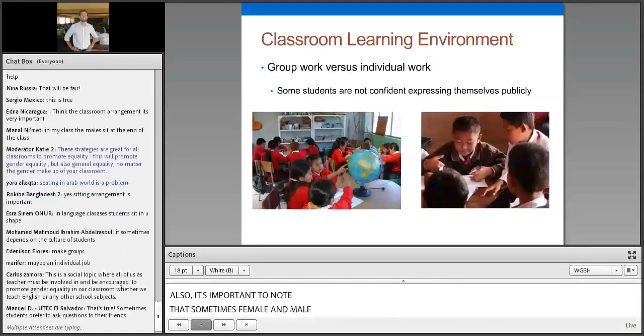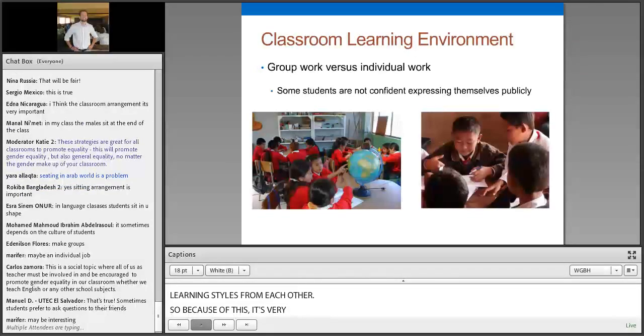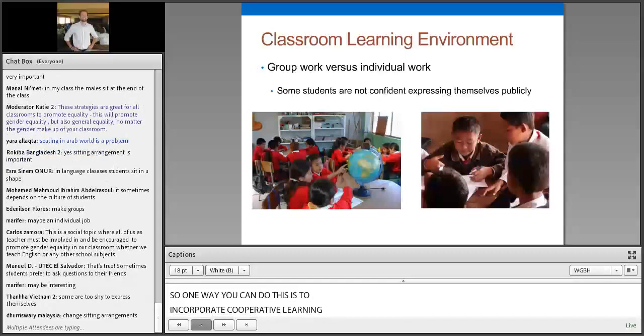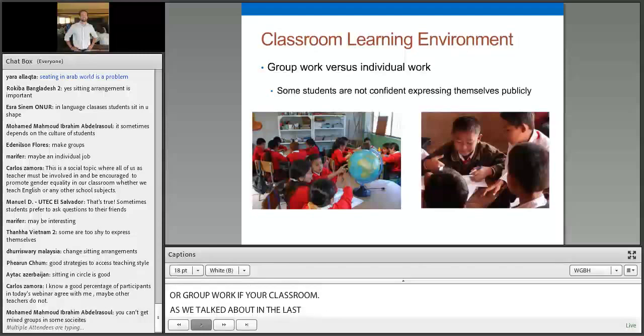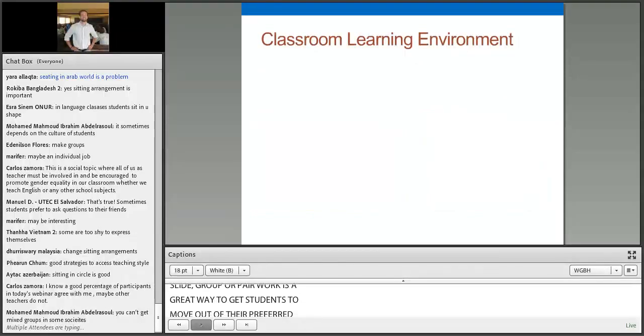So because of this, it's very important to alternate your teaching style in order to engage all learning types in your classroom. One way you can do this is to incorporate cooperative learning or group work in your classroom. And as we talked about in the last slide, group or pair work is a great way to get students to move out of their preferred seats, especially if you're trying to mix up where people sit in the class.